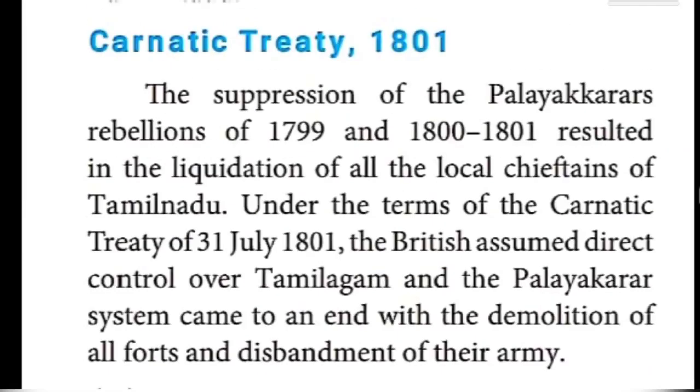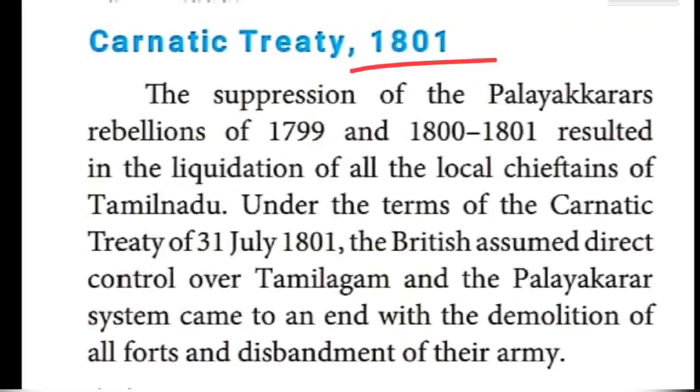The next para, what is given? Carnatic Treaty. Under the Carnatic Treaty, what things are given? Which year was it signed? 1801. The Palayakaras were suppressed from 1799 itself. In 1799 itself, Kattabomman died. He was murdered; he was hanged on that tamarind tree.